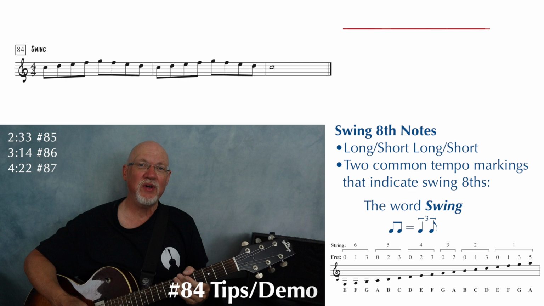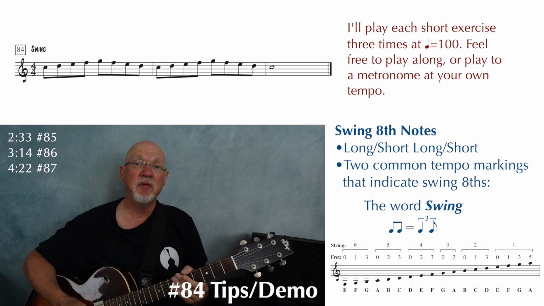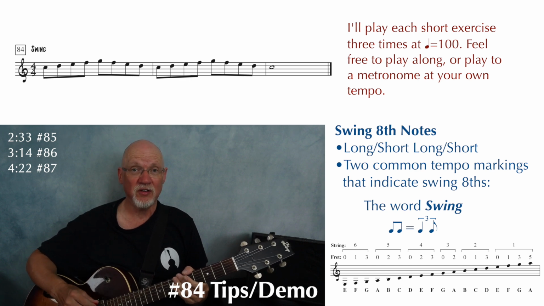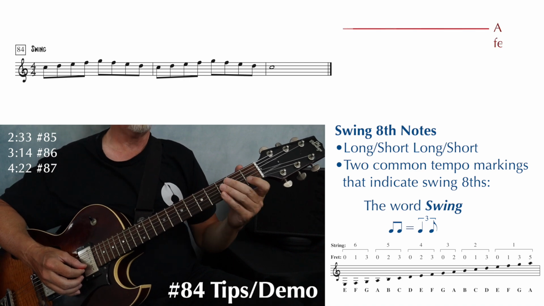On page 42, we have exercises 84 through 92, a series of short swing rhythm exercises. I'm going to play each one of these at quarter equals 100. I'm going to play each one of these 3 times, so if you're playing along, you can get in the swing of things, so to speak. Number 84 is just a series of eighth notes.